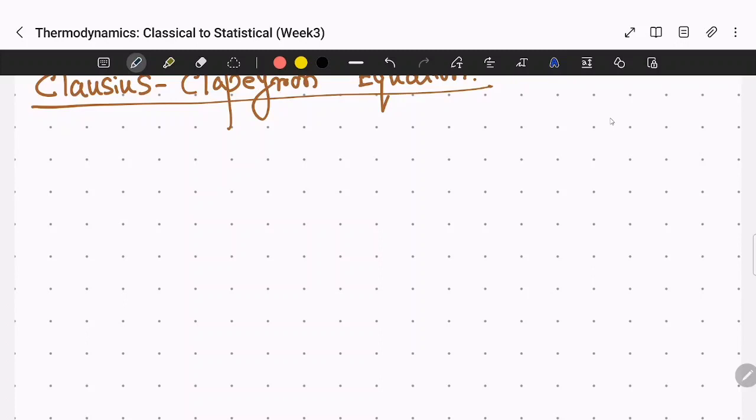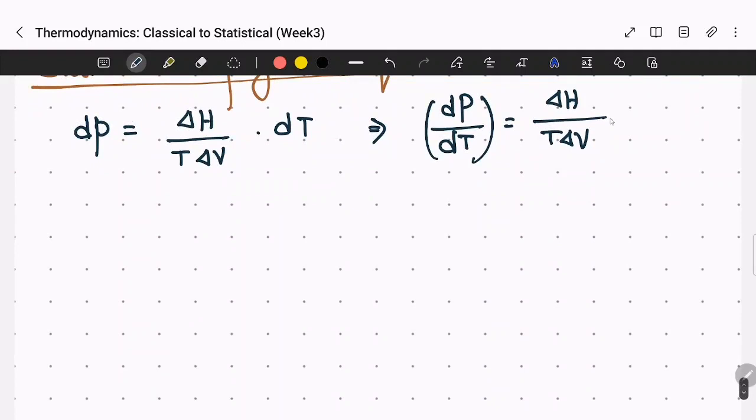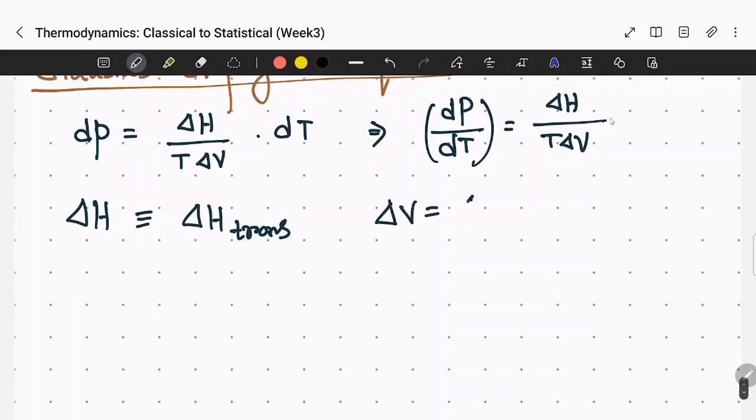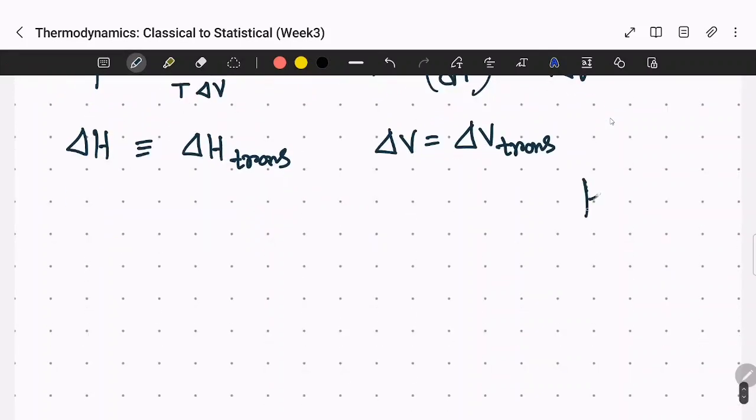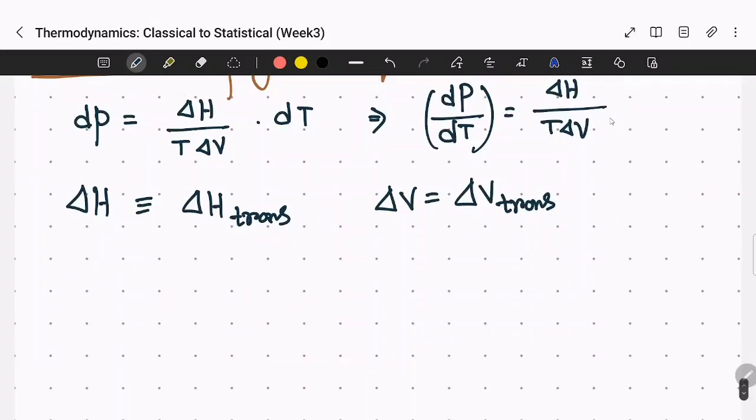We know the Clapeyron equation. In class it was derived that dP/dT equals del H by T del V. This del H is the del H of transformation, and del V is also the del V of transformation, meaning we are changing phase from P1 to P2, let's say liquid to solid, liquid to gas, gas to solid, or solid to gas, any two phases. This classical Clapeyron equation is valid for phase transition. So del H transition, del V transition. This equation can be derived using thermodynamic laws, and it was discussed in class.